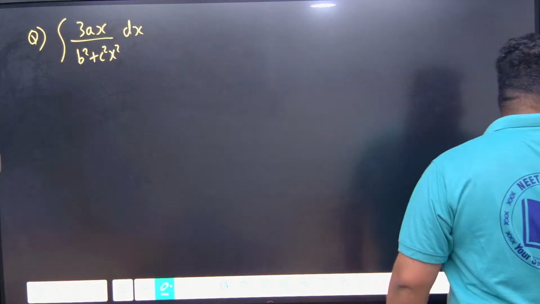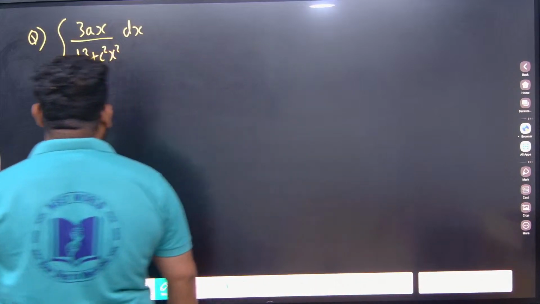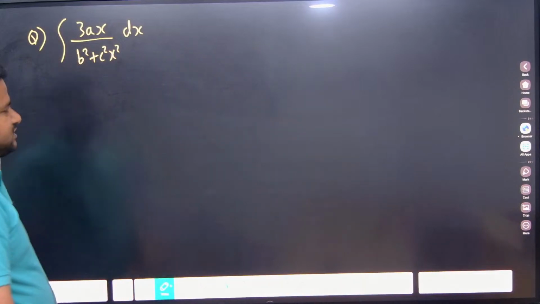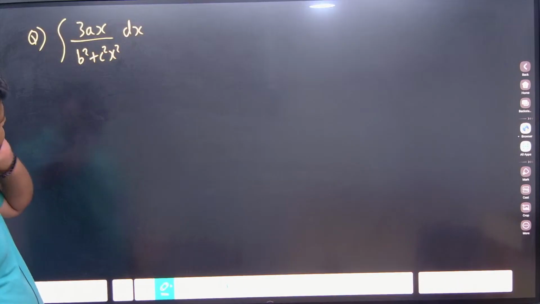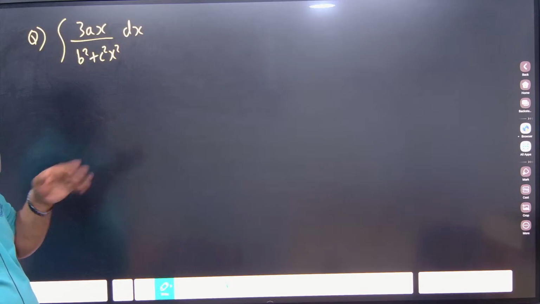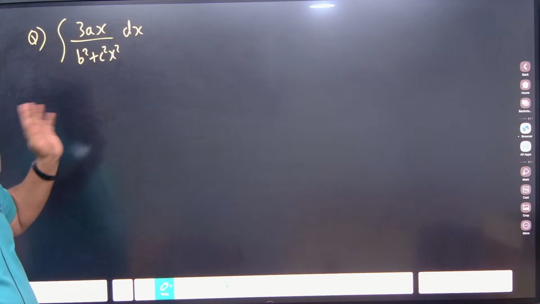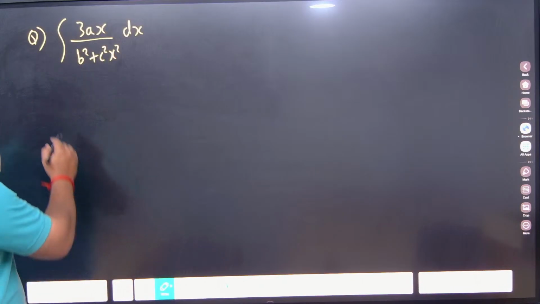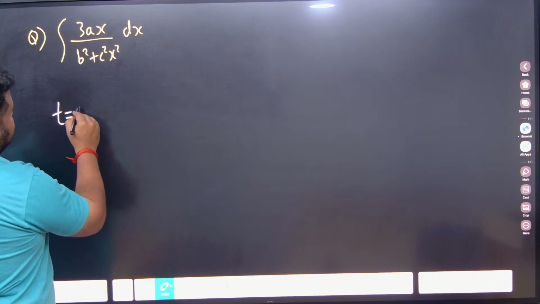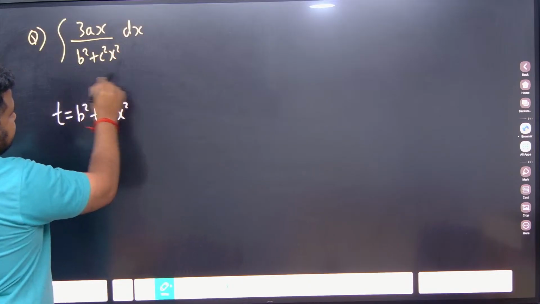Now look at this question, friends. We are given the integral of 3ax by b square plus c square x square dx. We don't know how to do this question. At such a point of time, what I told you about the method of substitution is that whenever you don't have any clue, take the denominator as t. So t is equal to b square plus c square x square.